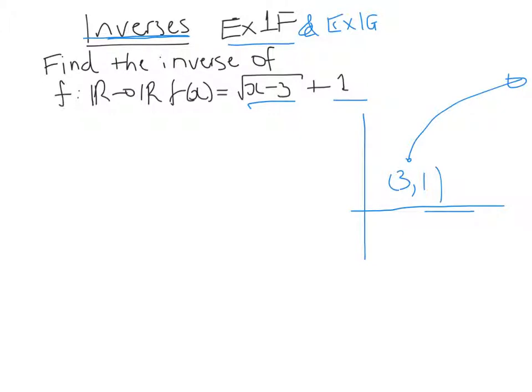Alright, now, let's see here. For an inverse, there are two parts to it. First of all, we need to swap the domain and the range, and we need to swap the x and the y.